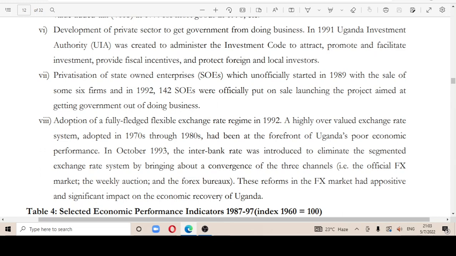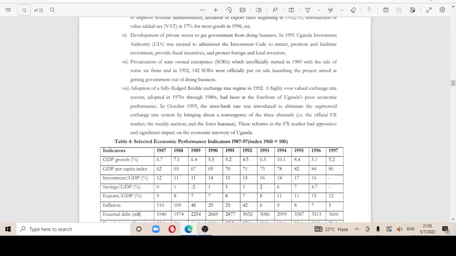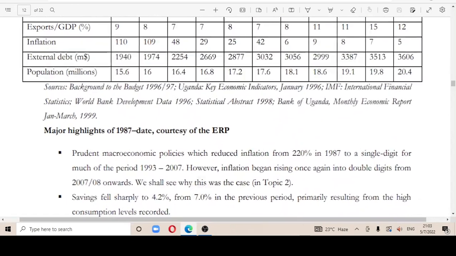Then looking at another point, the last one, adoption of a fully fledged fixed exchange rate regime in 1992. So this allowed the exchange rate to be flexible by being influenced by the demand and supply. So having looked at that, we go to the major highlights of the 1987 up to date.